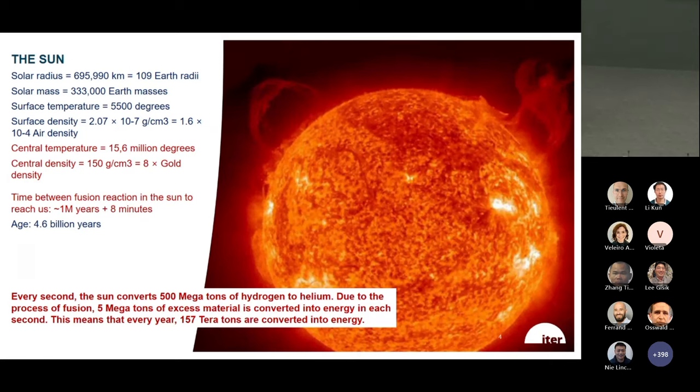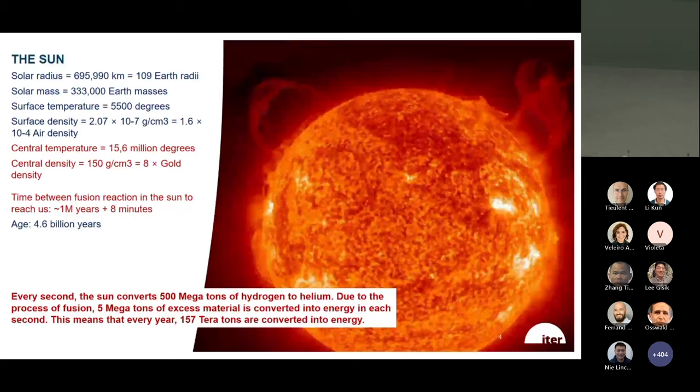Another feature of the sun is that it is so big that the energy takes a very long time to leave the core and reach the edge of the sun. So if something happens in the core of the sun, before you see it on the surface, it takes a very long time. It takes, say, millions of years, in fact. And then it takes a few minutes for the energy to reach Earth.